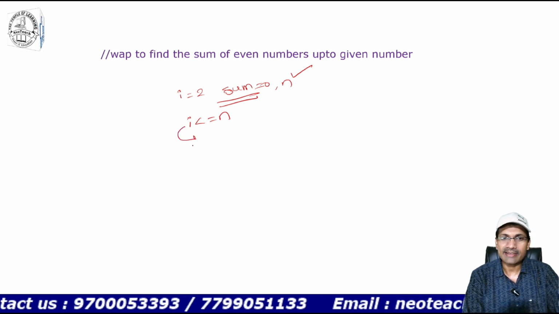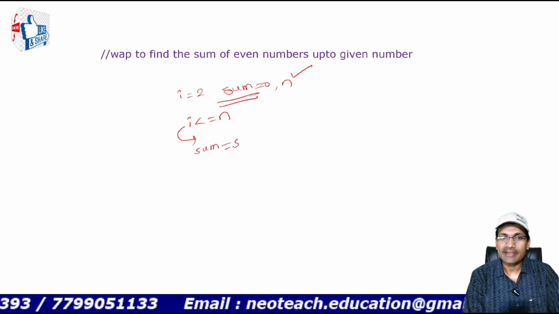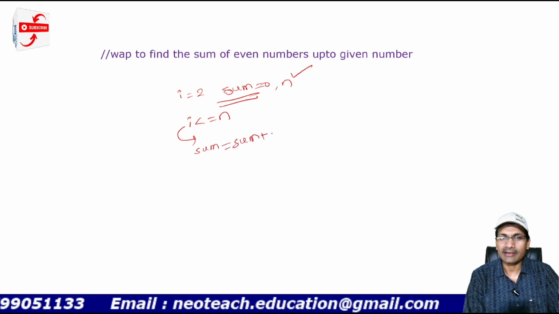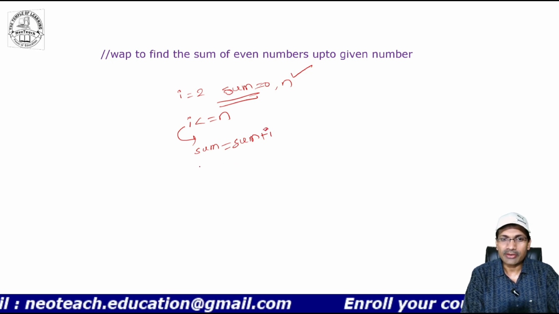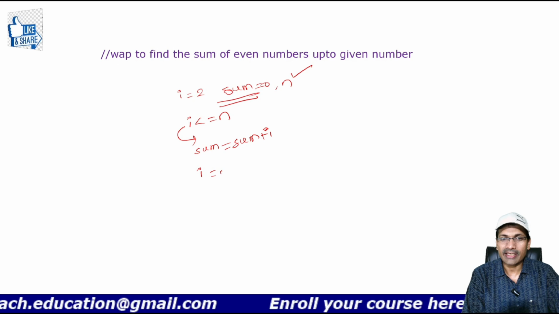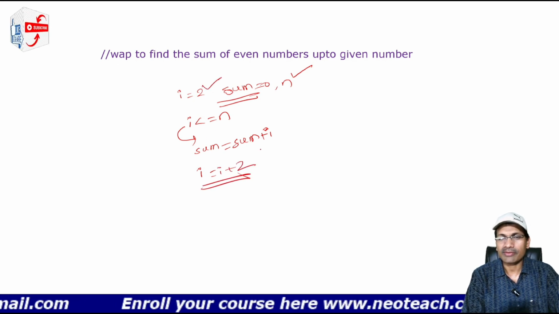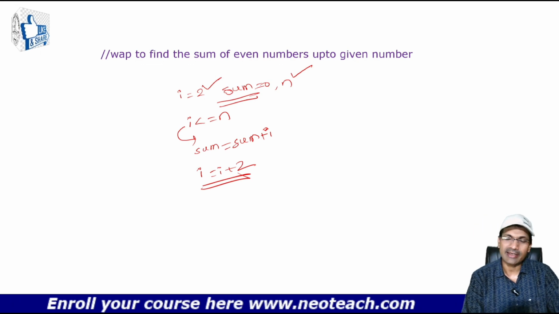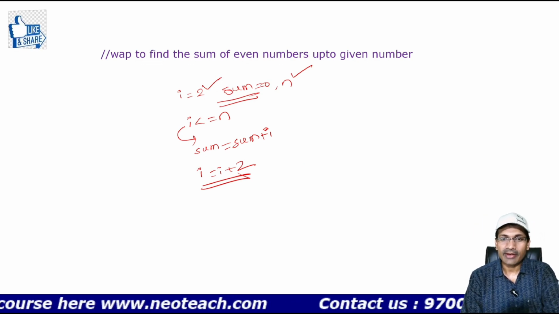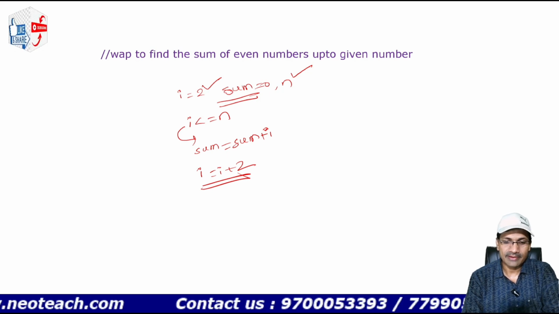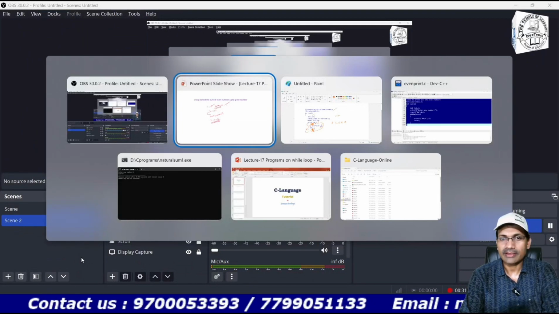If this condition is satisfied, we perform sum is equal to sum plus I, like the previous program, right? After that I is going to be increased. How to increase that? I is equal to I plus 2, because we know that 2 after 4, 4 after 6, 6 after 8, and so on till n. Okay, that program I will write in Dev C++. So for that we will move on to Dev C++.